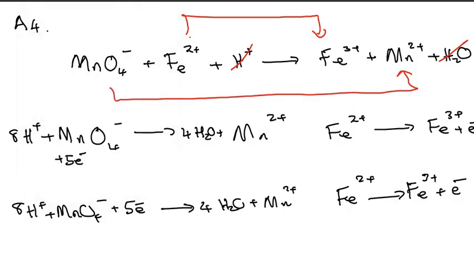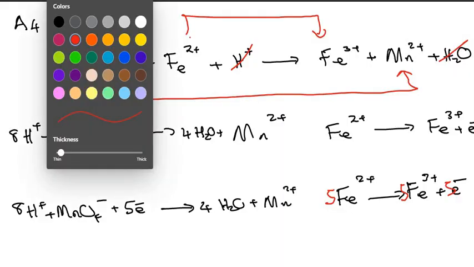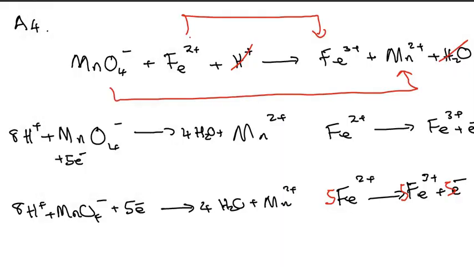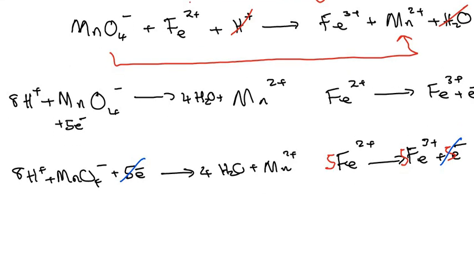The number of electrons here is 5, the number of electrons here is 1, so I'll multiply this equation by 5. This is going to be 5 like that. The main idea is that when we combine these two, the electrons have to cancel because they're on opposite sides. If I put it like this, 5 Fe2+ to give us 5 Fe3+, then you have 5 electrons. So this is how this is cancelling.